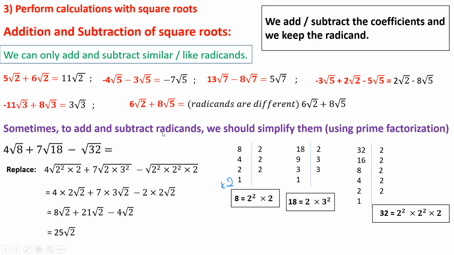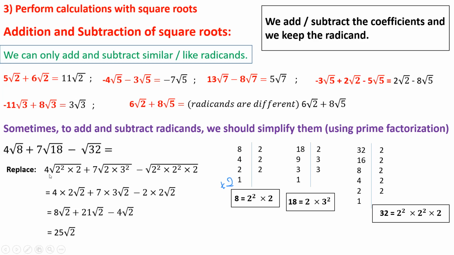Sometimes to add and subtract radicands, we should simplify them using also prime factorization. So here, as you can see, I have 4 radical 8 plus 7 radical 18 minus radical 32. I have different radicands, but I can see that 8, 18, and 32 are not prime numbers. So I can make their prime factorization. So I do the prime factorization of each one of them, and now I replace them inside the radicals.